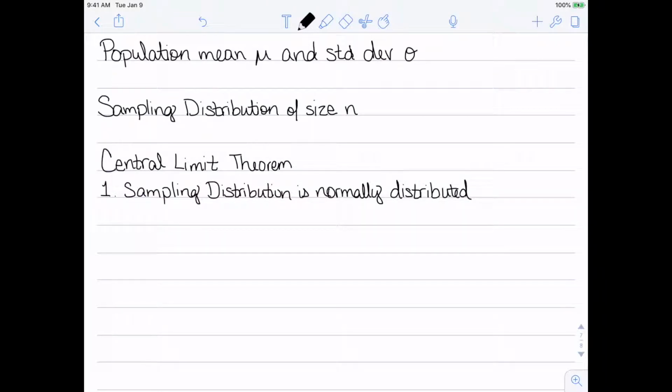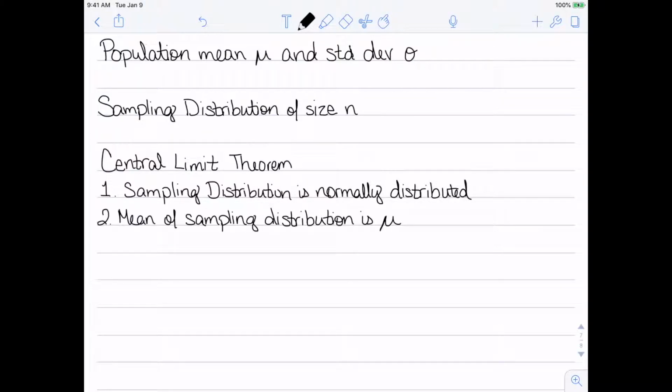The first thing the central limit theorem tells us is that the sampling distribution is normally distributed. This is something that we had looked at in our previous video when we talked about sampling distributions. We found a sampling distribution, drew the histogram, and showed that it was normal. And this will actually always be true. Our sampling distribution will be normally distributed.